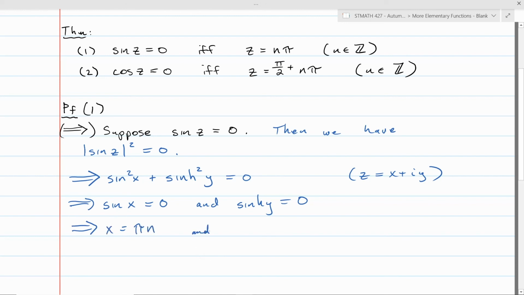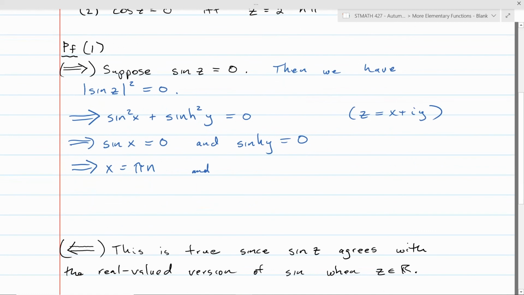And the only way sinh of y is going to be equal to 0, just over here to the side somewhere, sinh of y is e to the y minus e to the negative y over 2. The only way that's going to be equal to 0 is if that numerator is equal to 0. And the only way that's going to be equal to 0 is if e to the y equals e to the negative y. And the only time that happens is exactly when y is equal to 0. So we see that x has to be a multiple of n pi and y has to be 0.